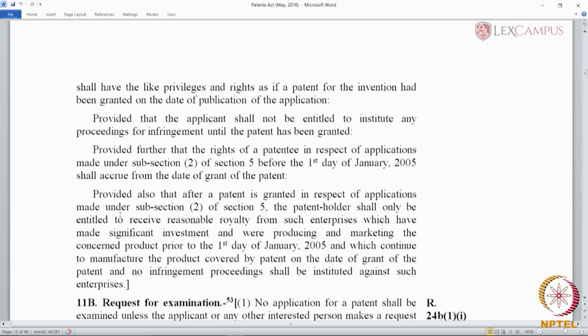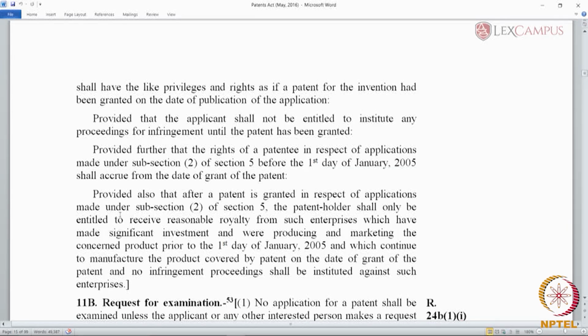shall have like privileges and rights as if a patent for the invention has been granted on the date of publication of the application. And there are 3 provisos. Now, let us just look at this. This provision states that from the date of publication of the application, we are still talking about the first publication, where the application as filed is published. There are certain things that happen upon the first publication. Now, this states that on and from the date of the first publication and until the date of grant in respect of such application, the applicant shall have like privileges and rights as if a patent for an invention has been granted on the date of publication of the application.